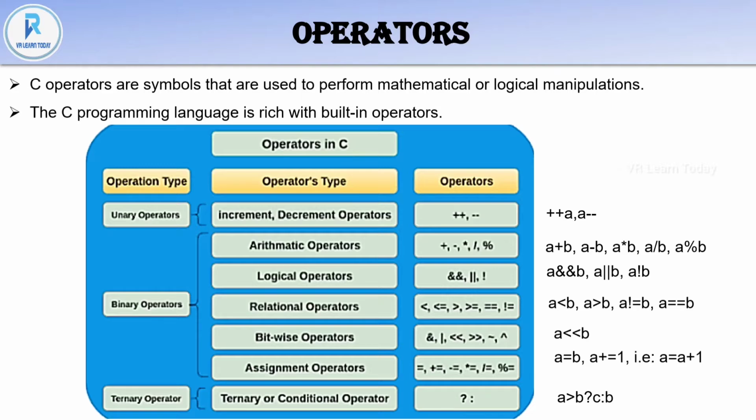An example of a unary operator is incrementation or decrementation. It has post increment and pre increment, which we will discuss later. This is the simple plus plus and minus minus. Binary operator examples are arithmetic operator, logical operator, relational operator, bitwise operator, and assignment operator. The corresponding symbols are given here. And finally a ternary operator, which we can also call a conditional operator. This is the simple overview, and finally I give the example.